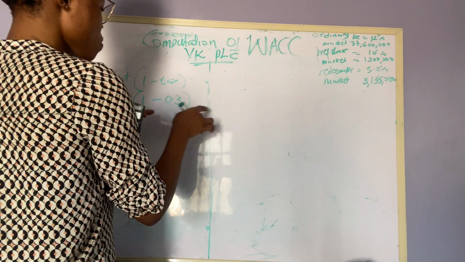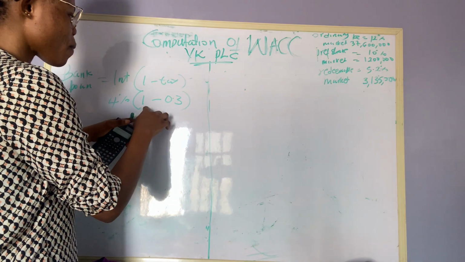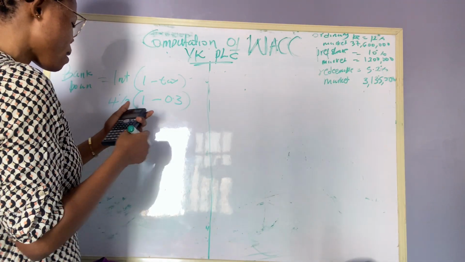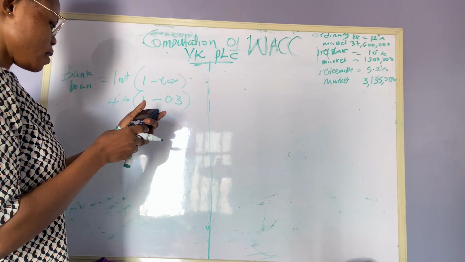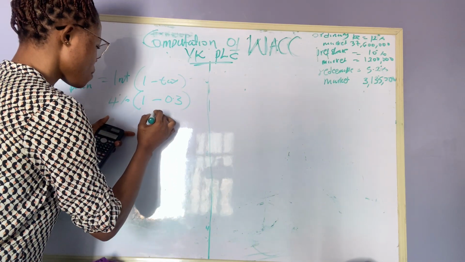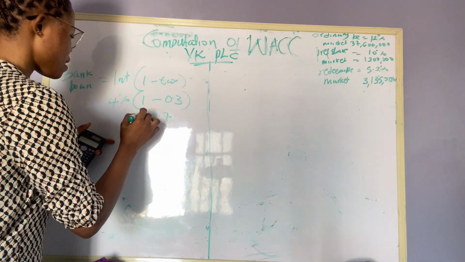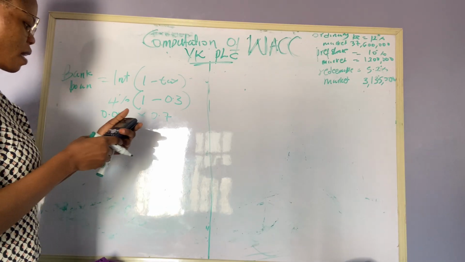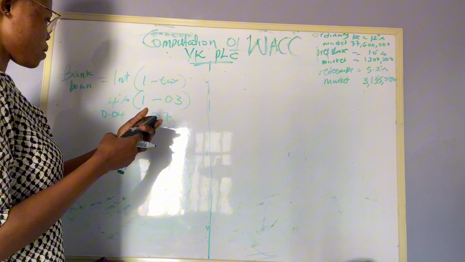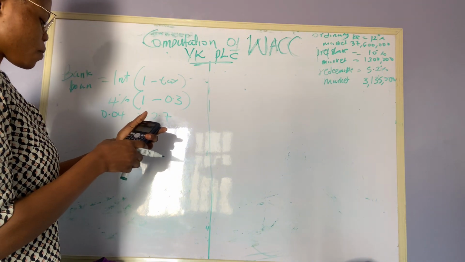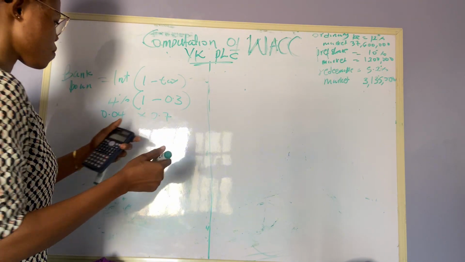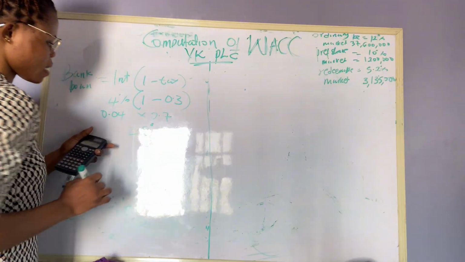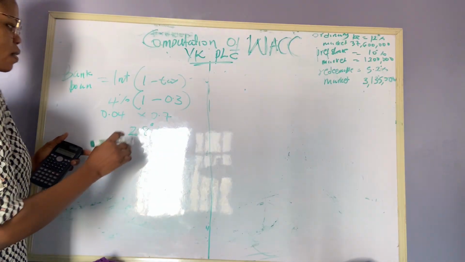You cannot subtract 1 minus 30%, so you have to convert it to a normal figure. 1 minus 0.3 is 0.7, then times 4%, which is 0.04, times 100. If we convert it back, we have 2.8%. You understand?